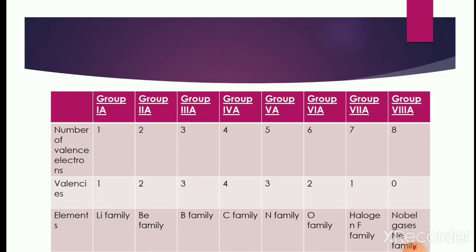Group 4, famously called the carbon family, consists of carbon, silicon, germanium, tin, lead. Group 5, famously called the nitrogen family, consists of nitrogen, phosphorus, arsenic, antimony, bismuth. Group 6, famously called the oxygen family, consists of oxygen, sulfur, selenium, tellurium, polonium. Group 7, famously called the halogen family, consists of fluorine, chlorine, bromine, iodine. Group 8, famously called the noble gas family, consists of neon, argon, krypton, xenon. Based on it, let us solve two examples.